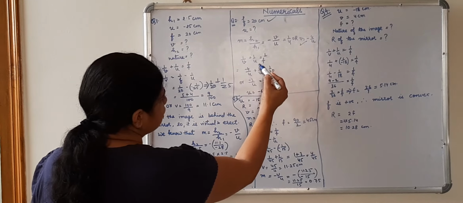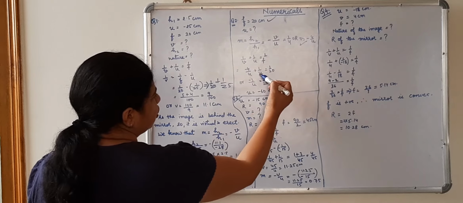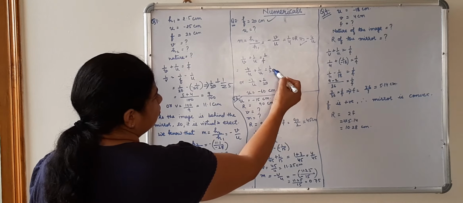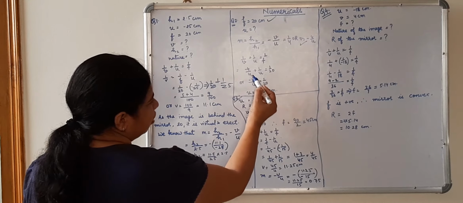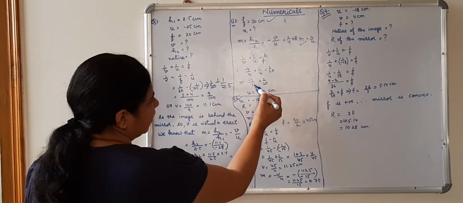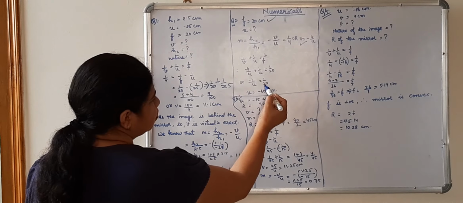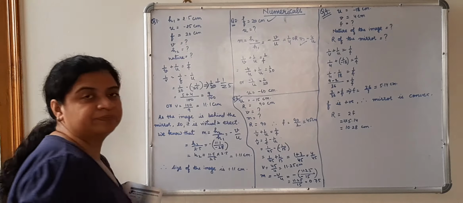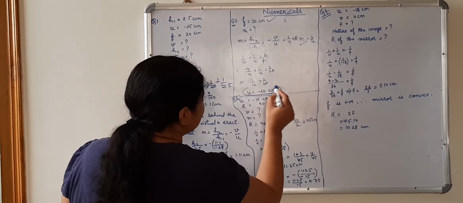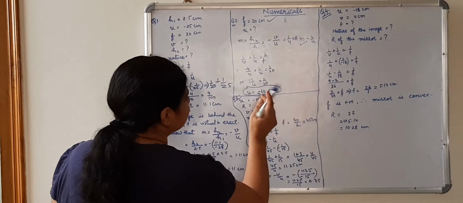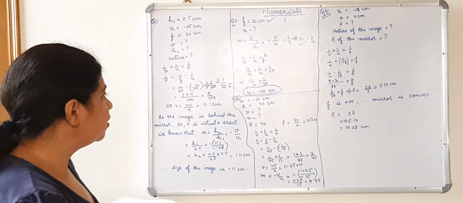1/v + 1/u = 1/f. The value of 1/v is -4/u, so -4/u + 1/u = 1/20. When I solve this, I take u as common, LCM taken, -3/u = 1/20, so u = -60. The answer for the object is a negative sign here. This negative sign tells us that the object is always on the left hand side of the mirror.